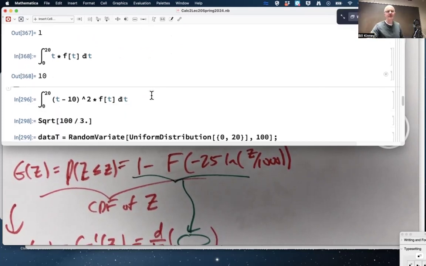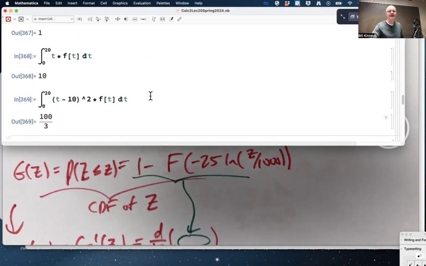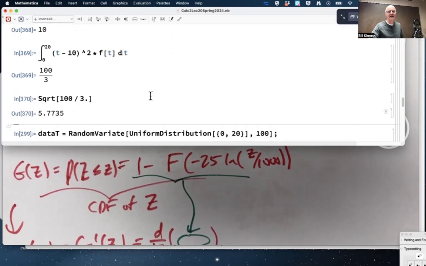I could compute the variance and standard deviation. The standard deviation does not equal the mean in this case, as is usual. The mean is 10, and the standard deviation is smaller for this example, 5.8. You don't have the really super high outliers that you get once in a while with the exponential distribution. There's less spread.